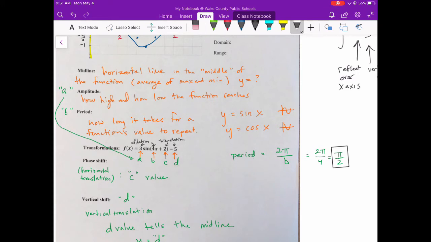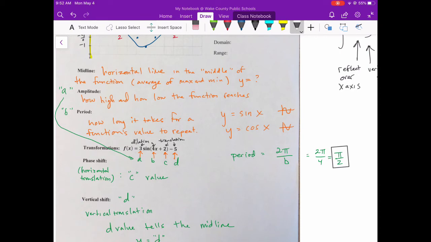So if I want to scoot it to the left or scoot it to the right, that comes from this phase shift, and that's the C value. So A, B, C, and D, those values are important to help you understand the behavior of this line, this wave, because they're unique, and without that information, it all just kind of looks the same.